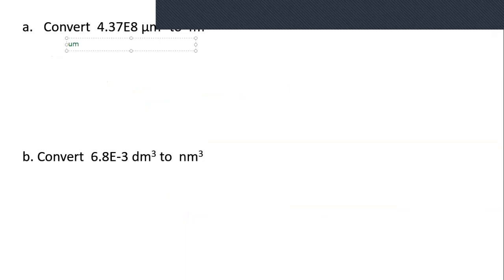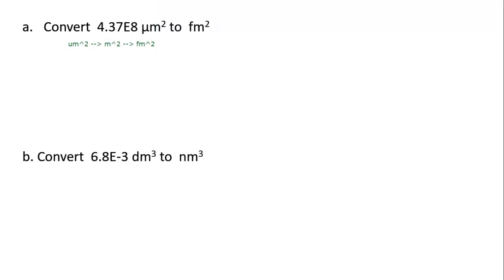So we have micrometers squared. We're going to go to meters squared, and then we're going to go to femtometers squared. But you may look and say, well, on that chart, they don't have the squared conversion factors. Well, that's okay, because we know the normal conversion factors. So we know 1 micrometer is 1 e to the negative 6 meters, and 1 femtometer is 1 e to the negative 15th meters.